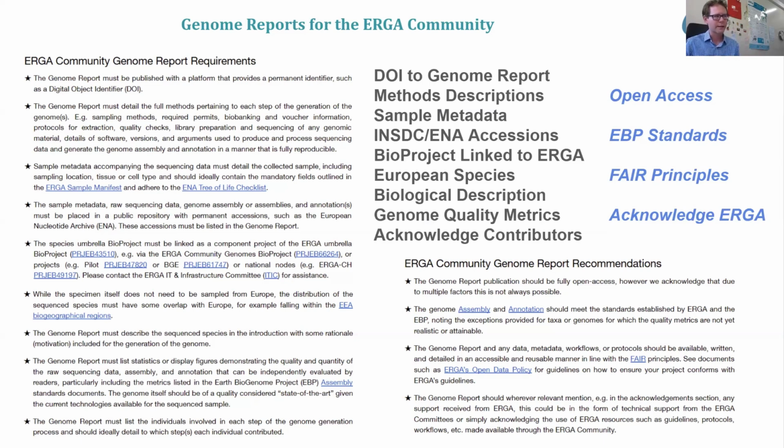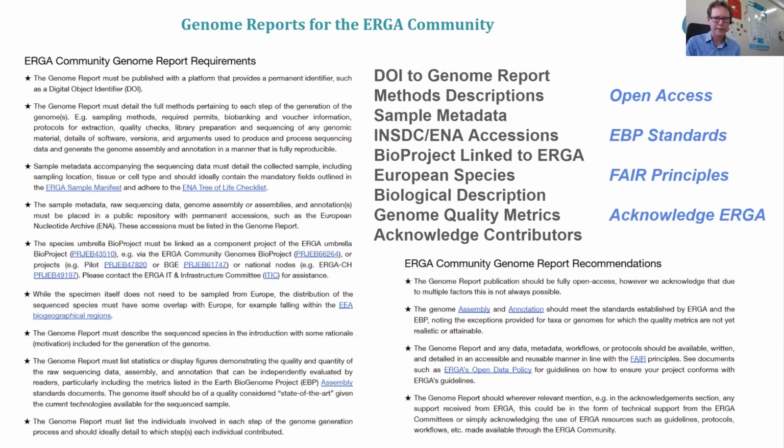Then apart from the requirements, we also have a couple of recommendations. We would recommend that it's published open access somewhere, but we recognize that that's not always possible. We also recommend that it's meeting the EBP standards, noting that there are some exceptions where taxa or genomes are not quite meeting the quality metrics just because of the biology of the system in which we're working.